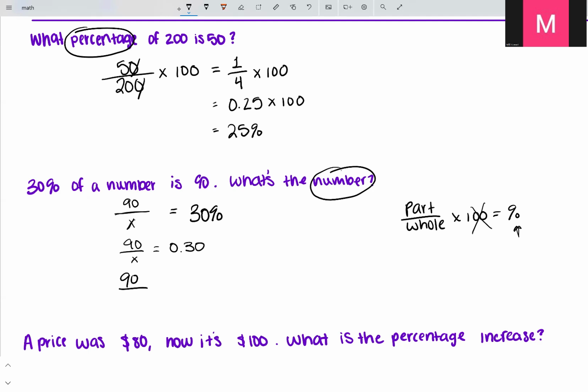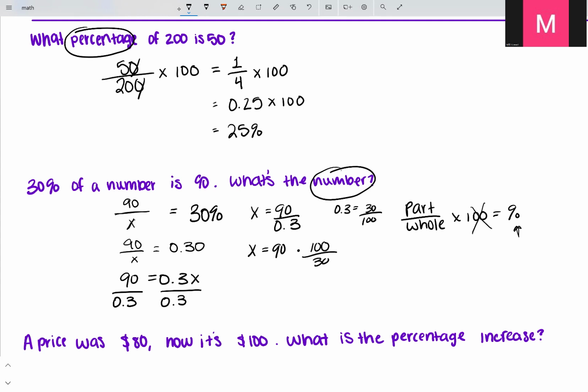Then we have 90 equals 0.3x, divided by 0.3. So then we have x equals 90 divided by 0.3. And I don't like to divide by decimals. So instead, I'm going to say 90 times, because 0.3 is equal to 30 over 100, 90 times 100 over 30, because we flip the fraction to multiply. Now I'm going to reduce this, take out those, and then we'll take out this. So that's 3. So x is 300.